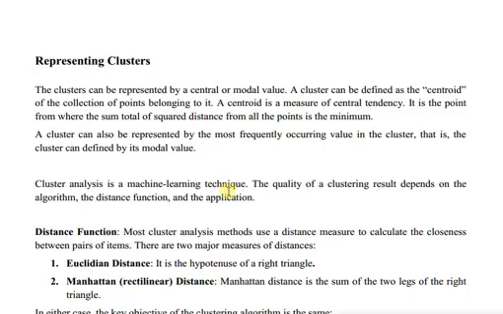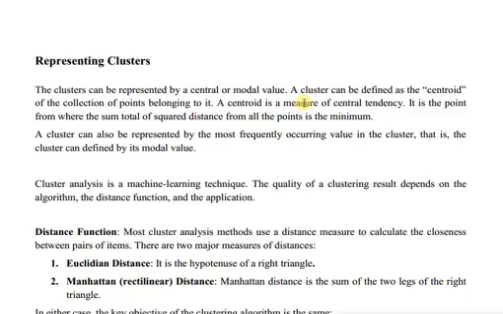Then how do we represent the clusters? Clusters are represented by measures of central tendency, for example mean, median, mode, or dispersion. So they can be used as the representation for the cluster. Here the clusters are represented by a central or a modal value. Modal value is nothing but mode. A cluster can be defined as the centroid of the collection of points belonging to it. A centroid is a measure of central tendency. It is the point from where the sum total of squared distance from all the points is minimum.